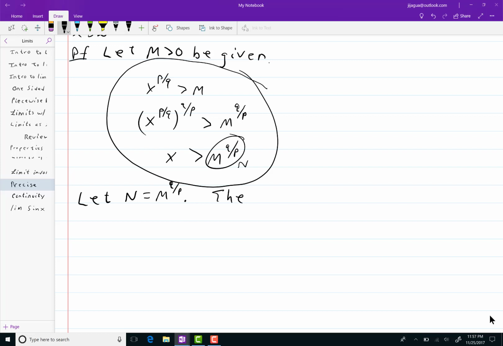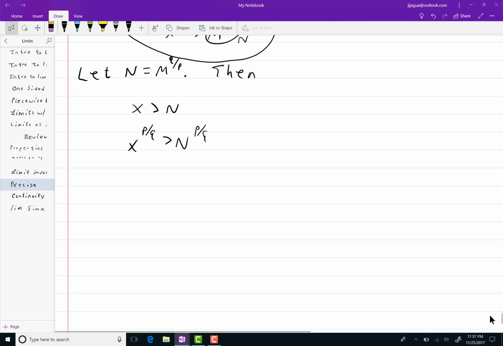Then x greater than n means that x to the p over q is greater than n to the p over q. X to the p over q is greater than, and n equals m to the q over p. And of course, all those exponents cancel, and you get this equals m. And that's all there is to that one.